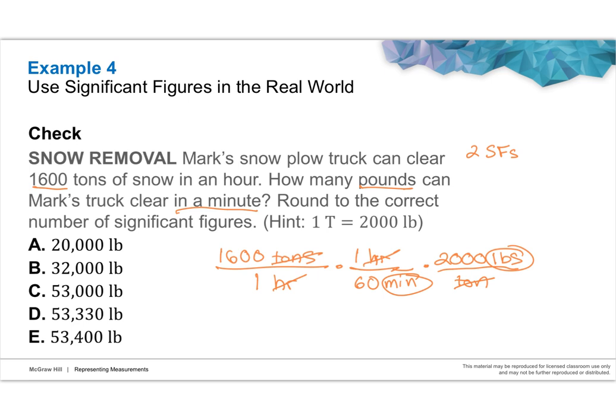So if we go ahead and do that multiplication of 1,600 times 2,000 and then divide that by 60, with that factor of 3 in the denominator, it should come as no shock that we get a repeating decimal value. And to 2 significant figures, we would just keep the 53,000 pounds per minute. And that would be choice C again.